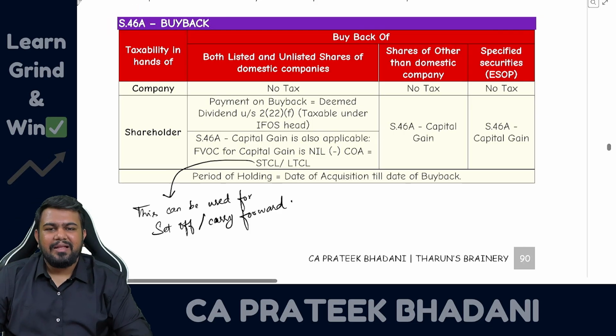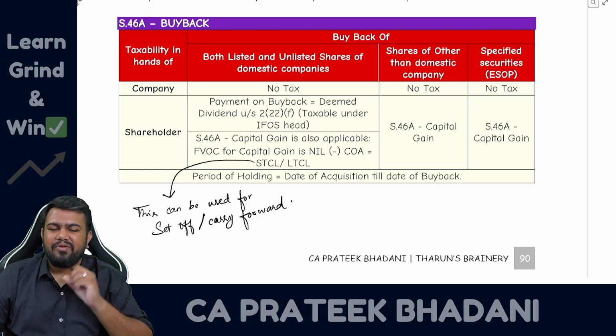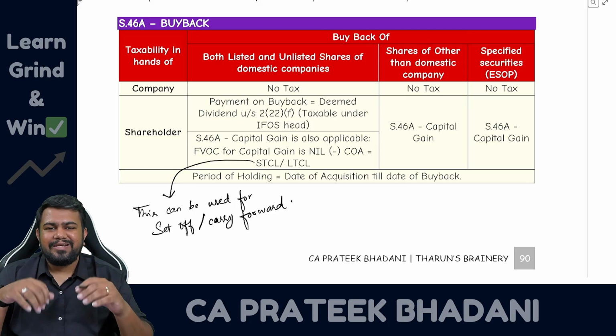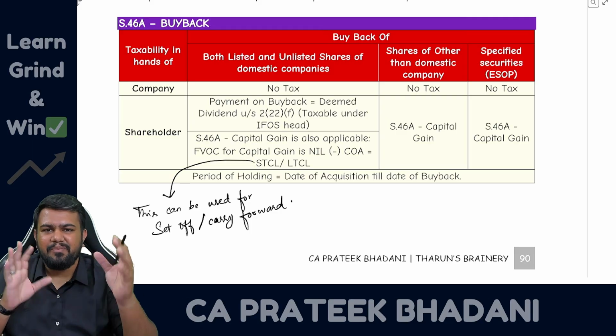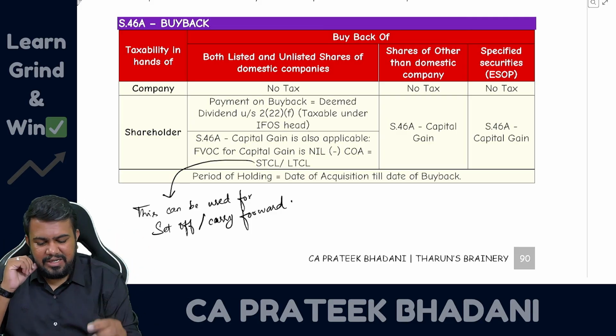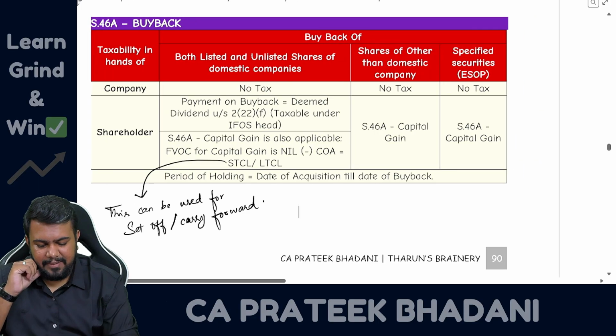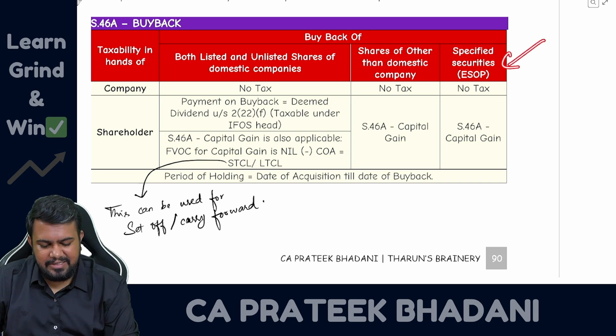Buyback means what? The company's shares are there, and the company is buying back its own shares from the shareholder. So XYZ company is buying back its own shares from the shareholder and giving them the money. This is only called buyback. So buyback is very simple. Now, generally how to tax the buyback, let us see. General taxation we will see other than domestic company and other than the other specified assets, that is ESOPs.